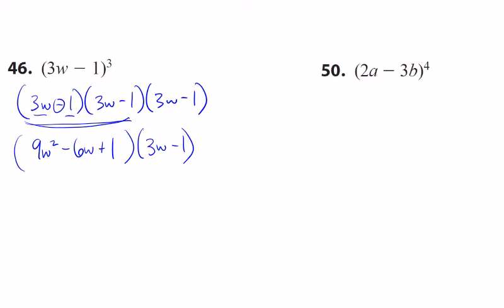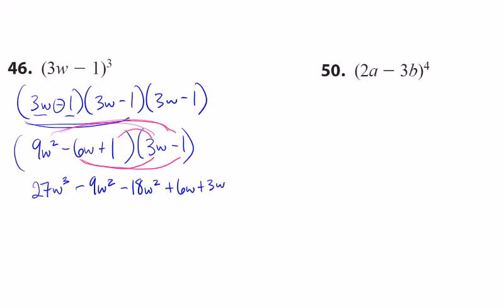Okay, so now we're just going to have to do our normal distributive property, right? So 9w squared times 3w is going to be 27w cubed. Then we'll multiply 9w squared times negative 1, which is negative 9w squared. Then negative 6w times 3w, which is negative 18w squared. Negative 6w times negative 1 is positive 6w. Then 1 times 3w, which is 3w. And then 1 times negative 1, which is negative 1.